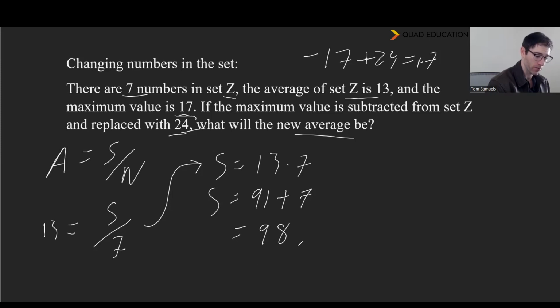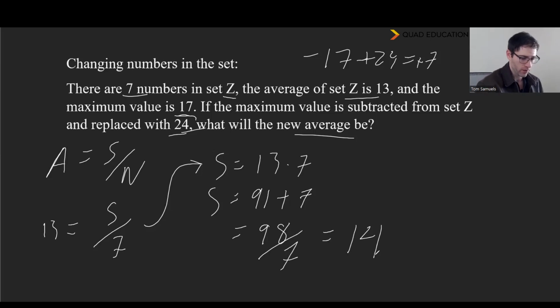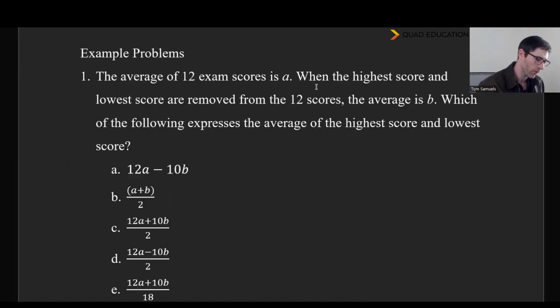And now, since we have our new total and we have the same number of numbers, we can go ahead and calculate our new average, which is just going to be 98 divided by 7, which is going to be 14. And so even though we still don't know all the numbers in the set, we can still figure out the answer. Okay, moving on to our example problems now.